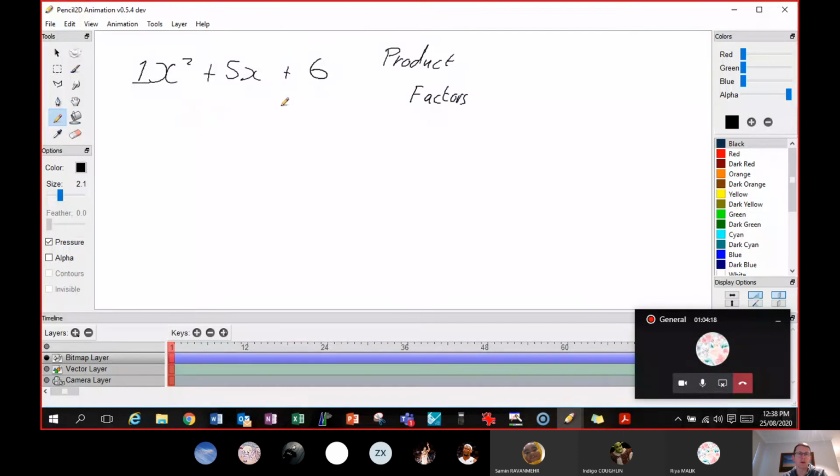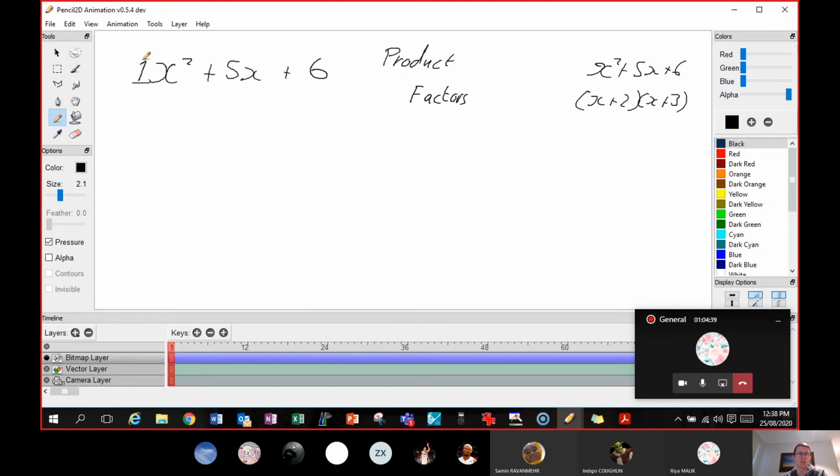So you guys might have already gone down the path of x squared plus 5x plus 6. We realize that we're looking for factors of 6 that add together to give me 5, which is 2 and 3: x plus 2, x plus 3. I'm going to show you this other way to do it, and then we're going to understand why it works.